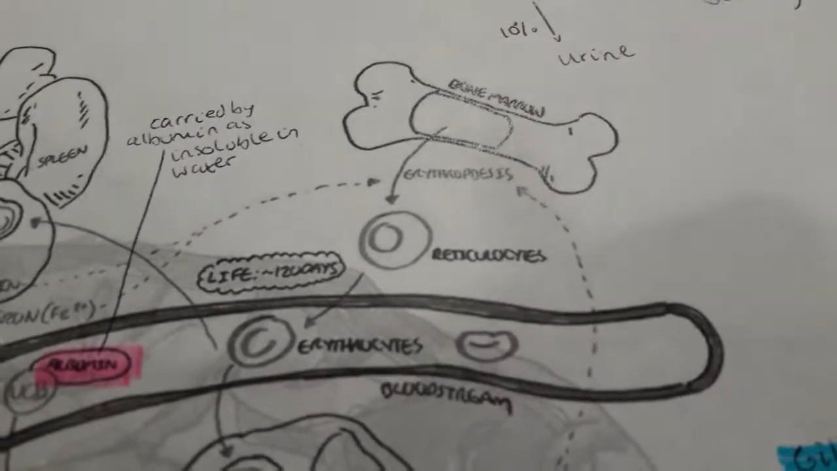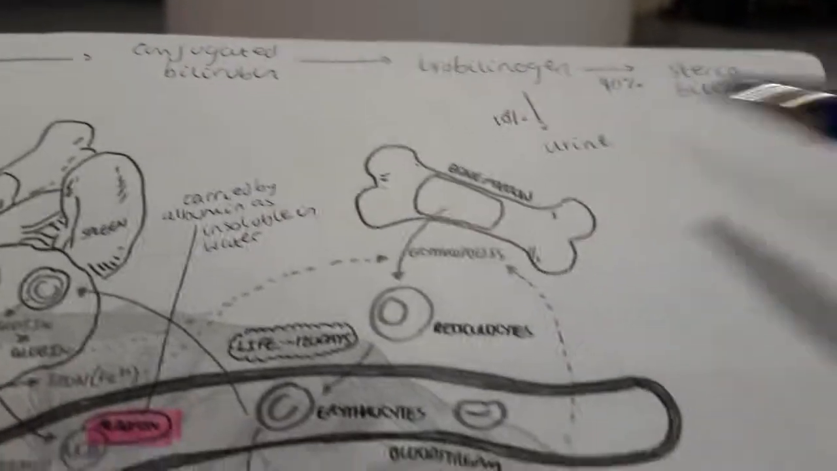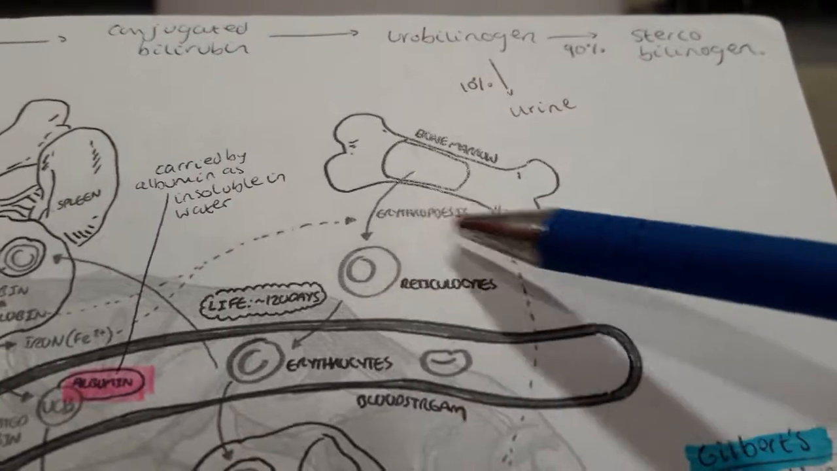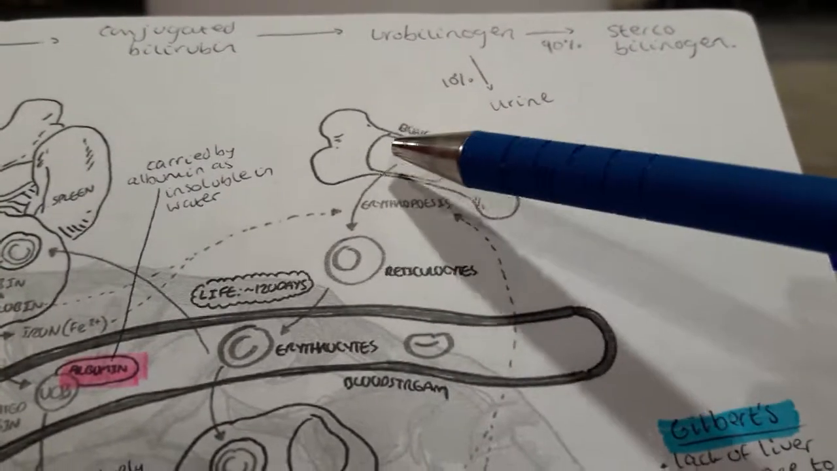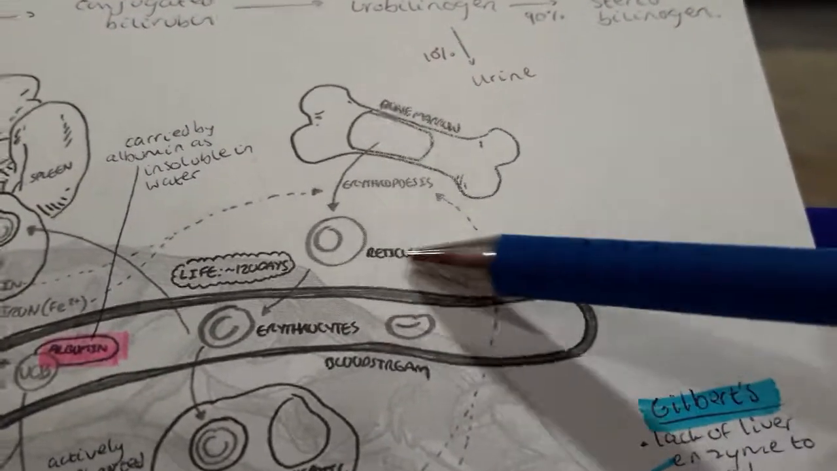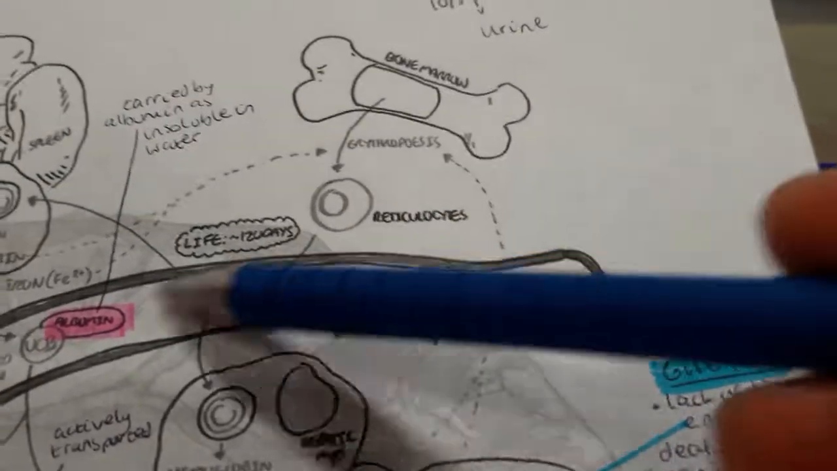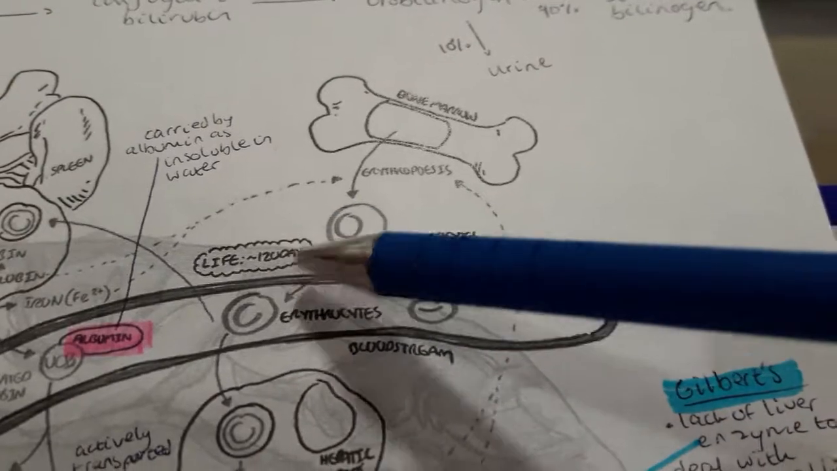Bilirubin is a product of heme catabolism, so let's have a look at how that happens. Well, let's start in the bone marrow. So in bone marrow, erythropoiesis happens, which is the production of red blood cells. Bone marrow makes reticulocytes, which are red blood cell precursors, which then become erythrocytes, which are red blood cells, moving in the blood, carrying oxygen for 120 days.